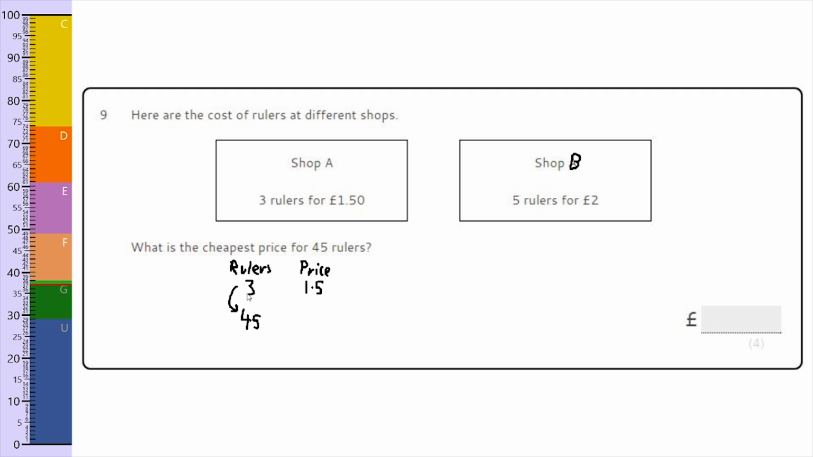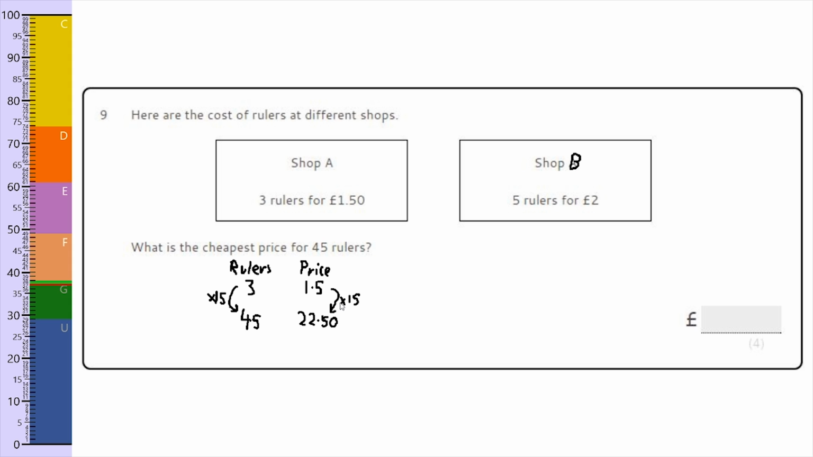Well, I know 3 times 10 is 30, and I know 3 times 5 is 15. So if you think about it, I'll need to times by 10 and then times by 5 and add the two together, or I could just times it by 15. This means I've got to times this by 15. If I times this by 10, I get 15. If I times this by 5, I get £7.50. So that's going to be £22.50 when I times that by 15.